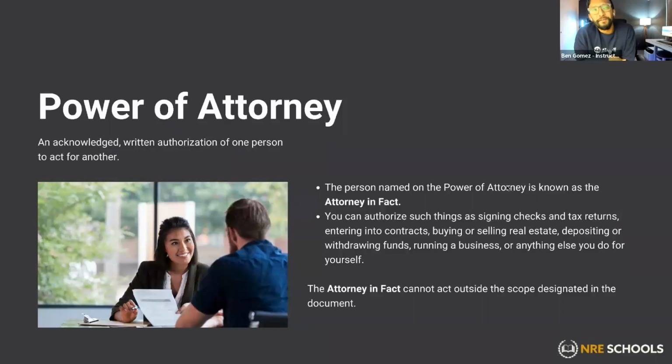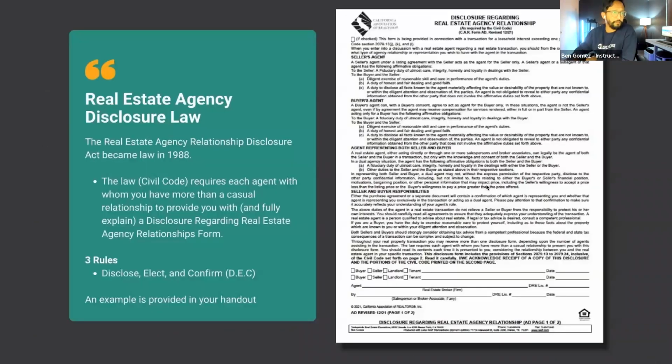All right. Disclose, elect, confirm. Disclosure, agency relationship. It's a really boring form, and no one ever reads it. And it takes me 15 seconds to explain before people sign it. But yeah, take a moment and actually go through this.